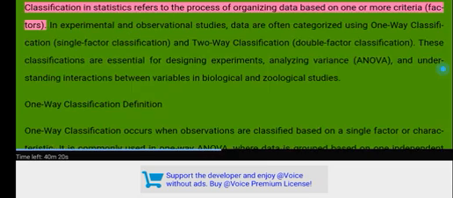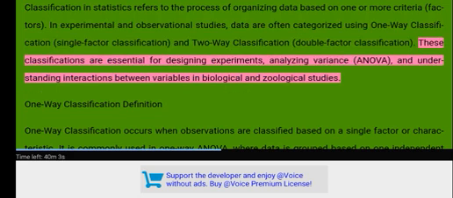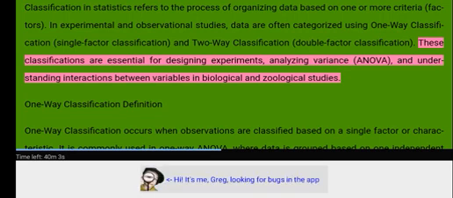Introduction. Classification in statistics refers to the process of organizing data based on one or more criteria (factors). In experimental and observational studies, data are often categorized using one-way classification (single-factor classification) and two-way classification (double-factor classification). These classifications are essential for designing experiments, analyzing variance (ANOVA), and understanding interactions between variables in biological and zoological studies.